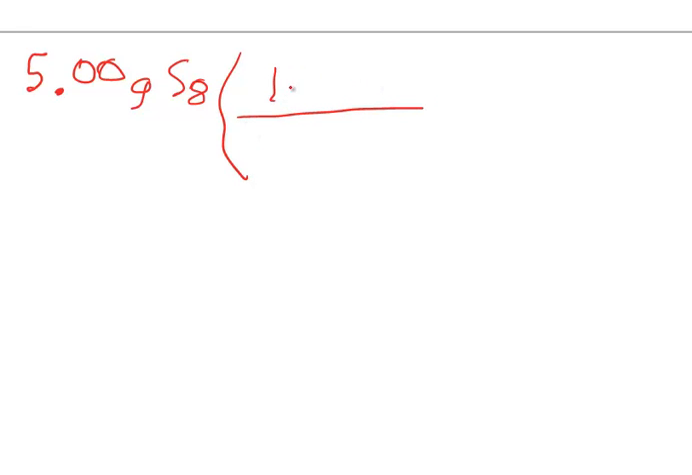Number 9, I am now going from grams to molecules, not moles to molecules. So I have 5.00 grams S8. First I want to convert to moles.